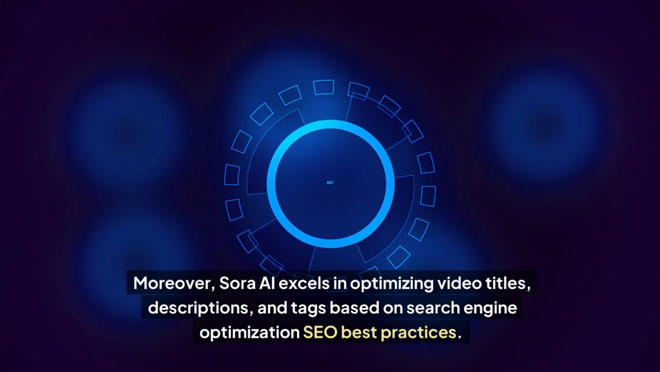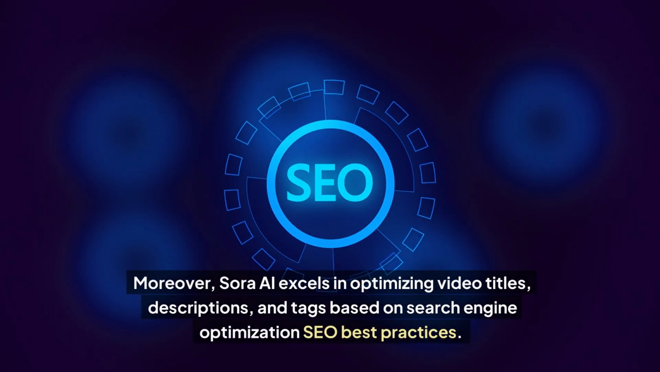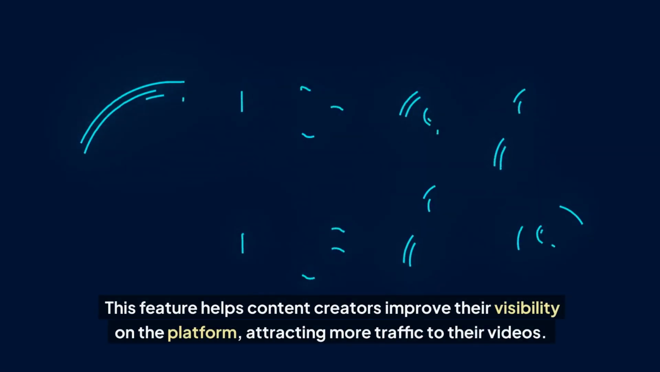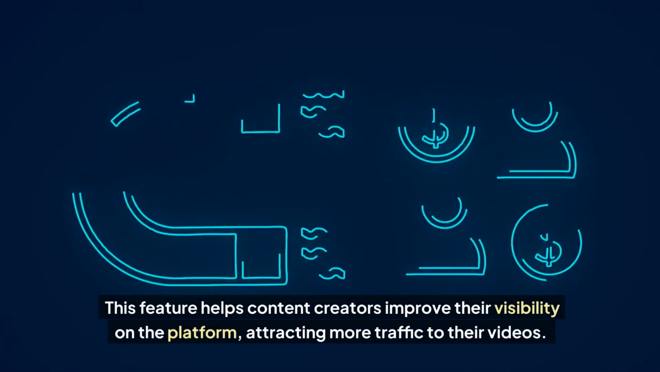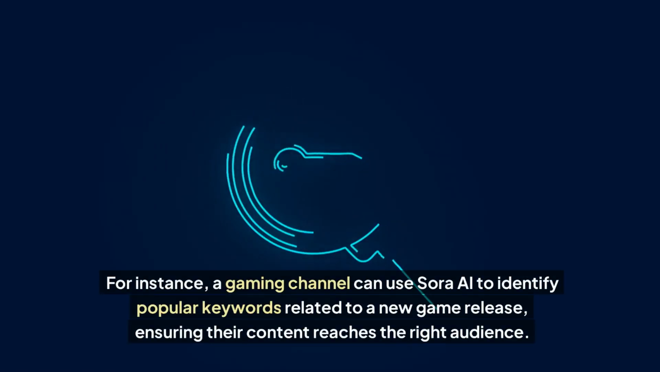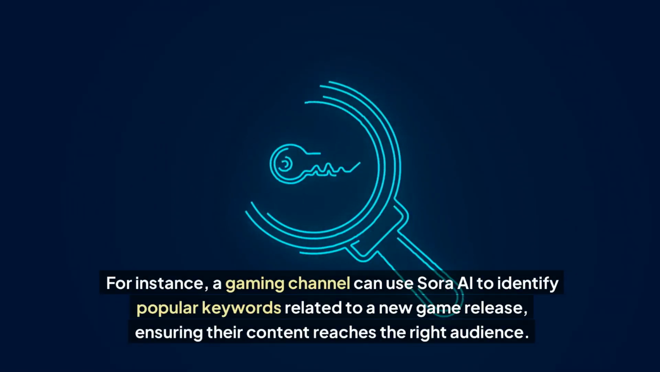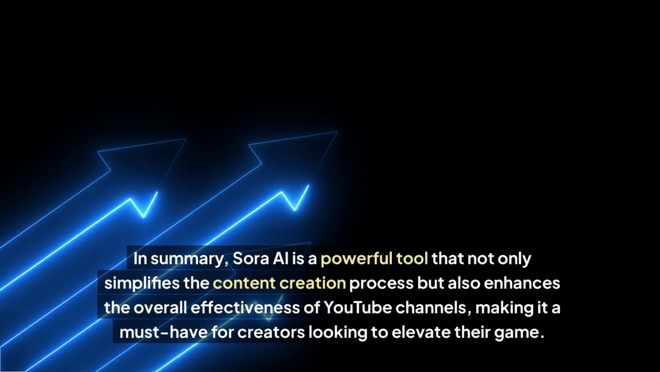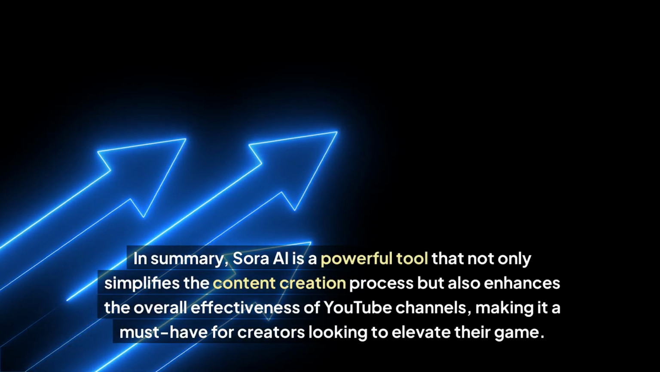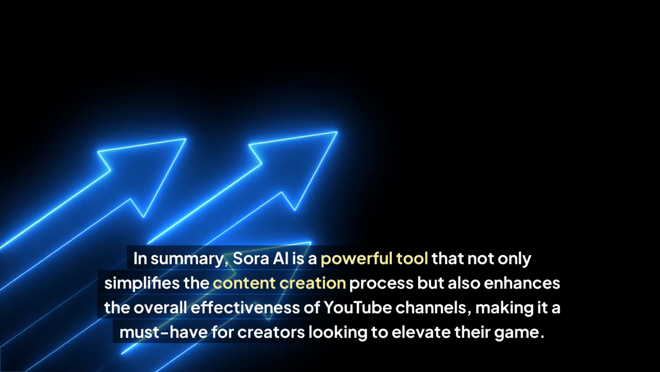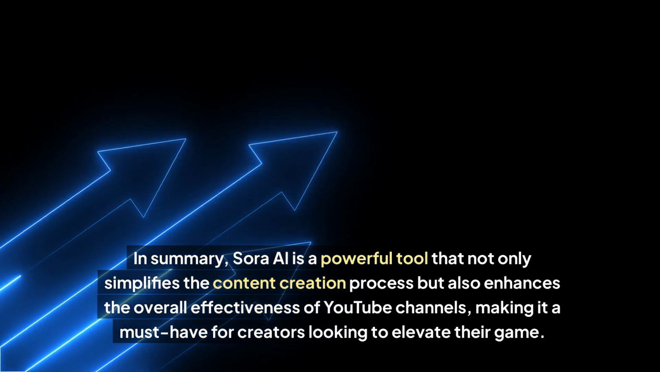Moreover, Sora AI excels in optimizing video titles, descriptions, and tags based on search engine optimization (SEO) best practices. This feature helps content creators improve their visibility on the platform, attracting more traffic to their videos. For instance, a gaming channel can use Sora AI to identify popular keywords related to a new game release, ensuring their content reaches the right audience. In summary, Sora AI is a powerful tool that not only simplifies the content creation process, but also enhances the overall effectiveness of YouTube channels, making it a must-have for creators looking to elevate their game.